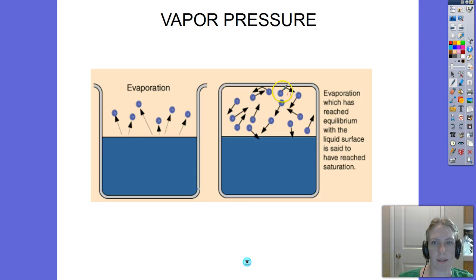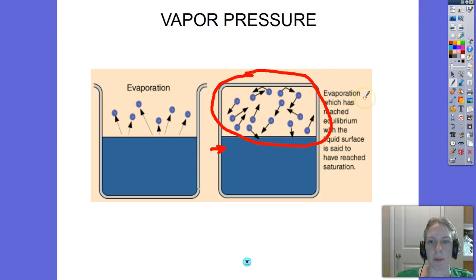That's for an open container. Now if we have a closed container, what happens is eventually these molecules out here will reach equilibrium with this pressure and they'll be equal. So we say evaporation which has reached equilibrium with the liquid surface is said to have reached saturation. Now this only happens in a closed container, because obviously if we had an open container, we're not going to be building up any pressure because we're not keeping any of the molecules in. So that's what our vapor pressure is.